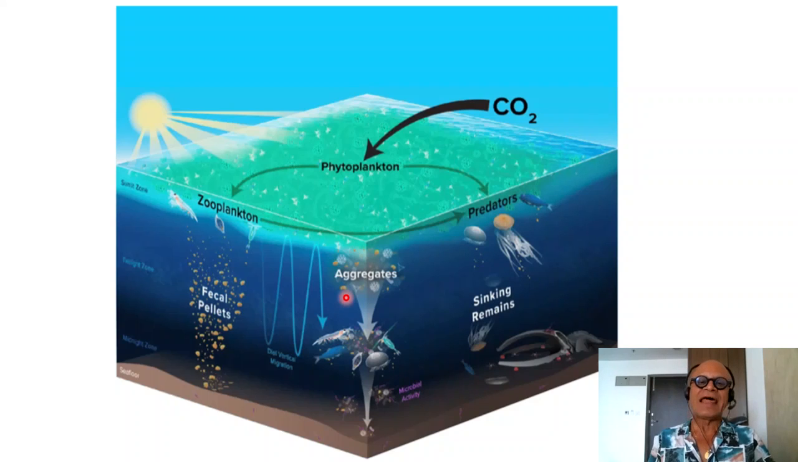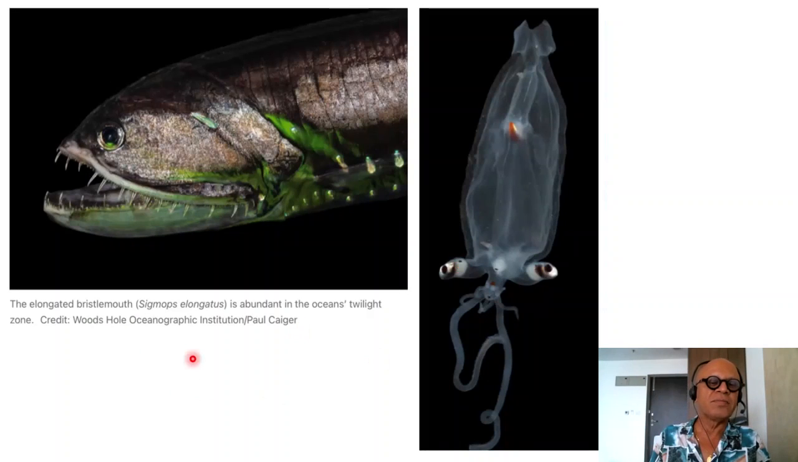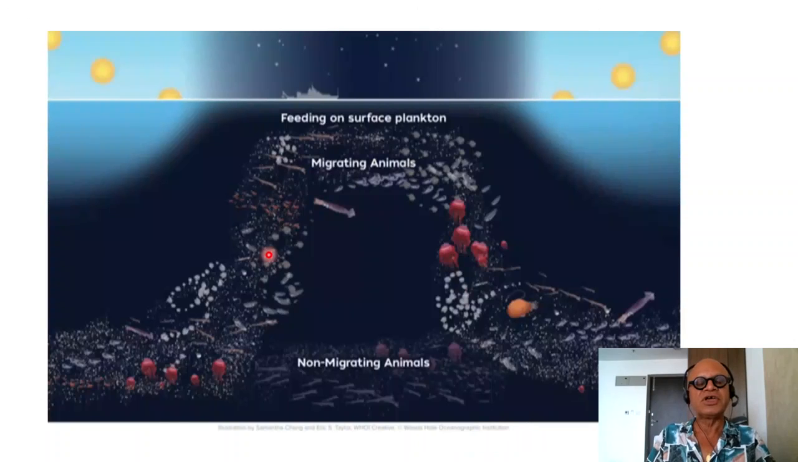So compared to land, for example, the primary production on land and in the ocean can be similar, but in the ocean the secondary, tertiary, and quaternary production can be much higher because of this rich layer of consumption along the way. So here is the elongated bristlemouth and a glass jellyfish that were also photographed by Woods Hole in the twilight zone, and here you have various migrating contributions to the carbon cycle and biological pump.